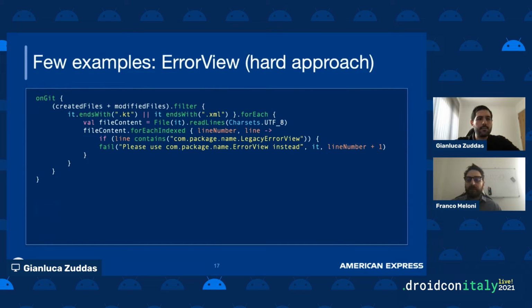But we also have another approach, which is a little bit more restrictive. This one tries to understand if you touch the file that contains the legacy error view. So it requires everyone that creates or modifies a Kotlin or XML file which was using the legacy error view to migrate that. So it gives everyone a little bit of tech debt to do. And in case the file contains the legacy error view, Danger adds a comment on the line that is using the legacy error view and forces you to convert it to the new error view.